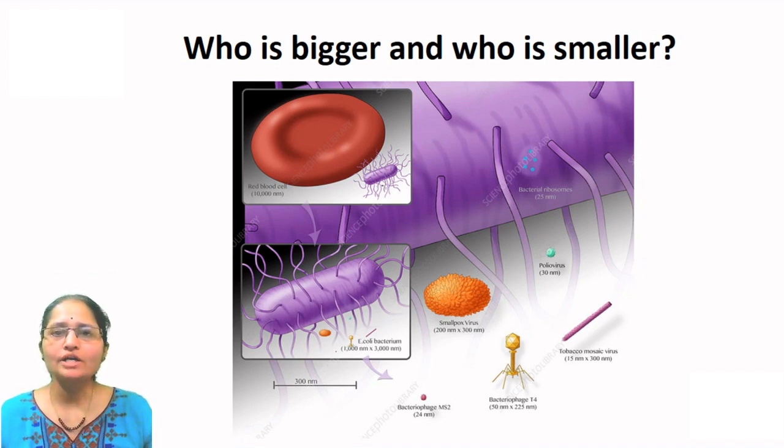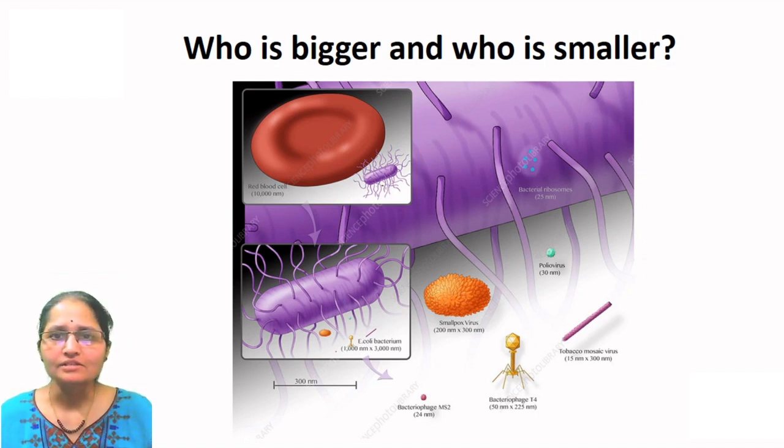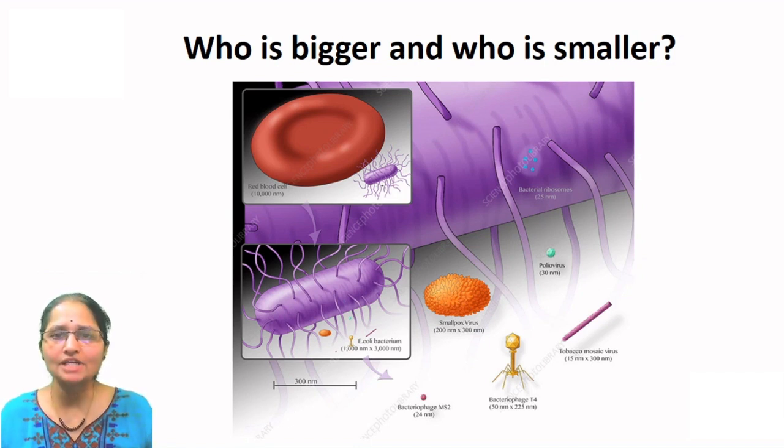So students, in short, while talking about the size of bacteria and viruses, the smallest bacterium is bigger than the largest virus. That means bacteria are much bigger in size than the viruses. So that is one difference between bacteria and viruses, the difference of size. We have also seen their structures. So you can compare their structures and find out the similarities and differences in them.